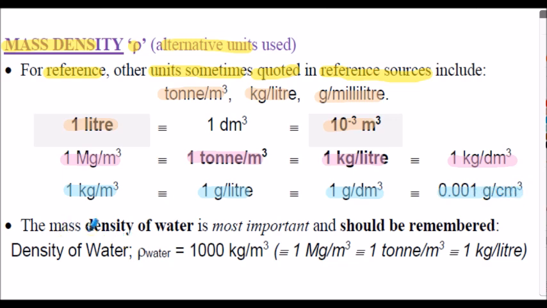And again, the mass density of water is very important to remember. So the density of fresh water, rho, is 1000 kilograms per meter cubed, or that could be written as 1 megagram per meter cubed, or 1 ton per meter cubed, or 1 kilogram per litre. Each of those relates to the same density but in different units. Don't be too concerned with the information on that slide. It looks very confusing. We will not refer to this wide array of units within this presentation, but within vocational practice you may well encounter some of the other mass density units, so be aware of them.